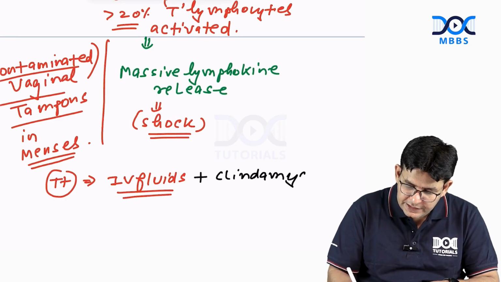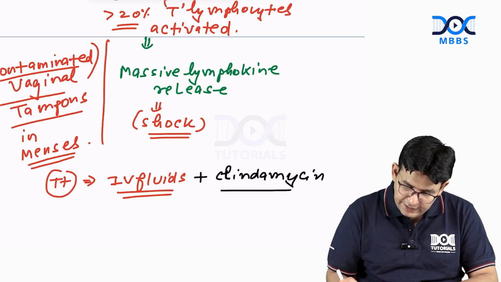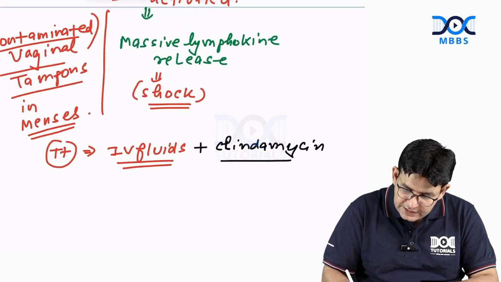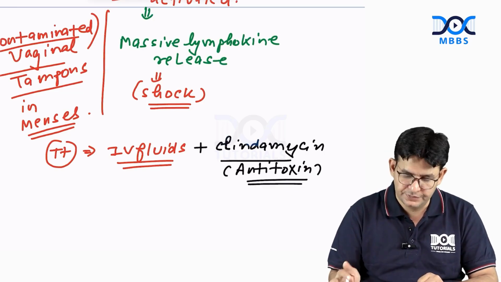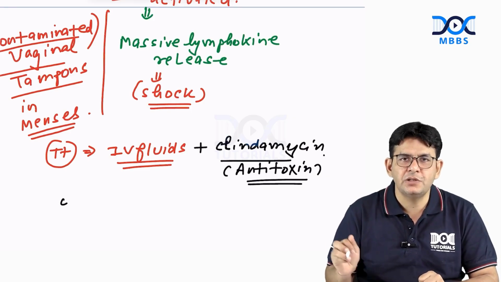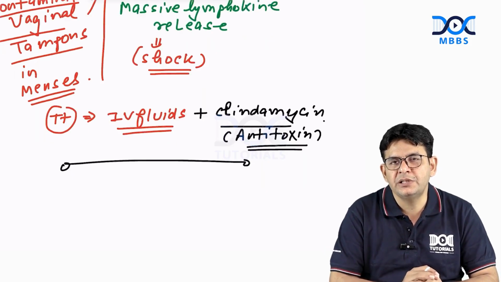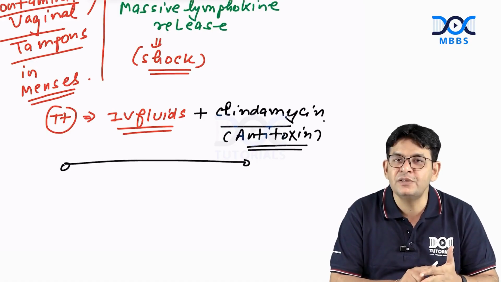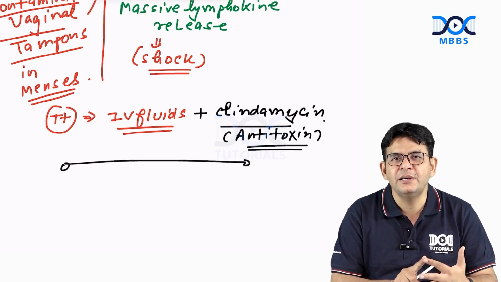Okay. Important is that clindamycin does not have an antibiotic action here. It has an antitoxin action. It has which sort of action? It has an antitoxin action rather than the antibiotic effect. So this also is to be remembered in toxic shock syndrome. So these three are the toxin mediated illnesses of the Staph aureus. So which all are these? The first one is food poisoning, the second one is SSSS, and the third one is toxic shock syndrome.